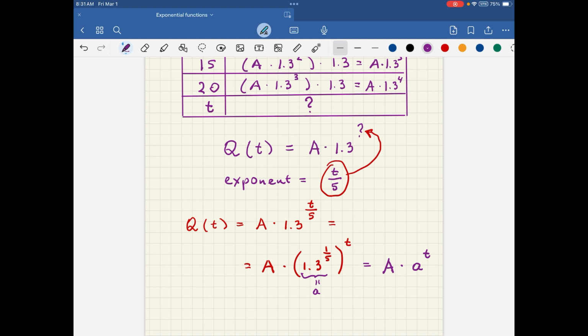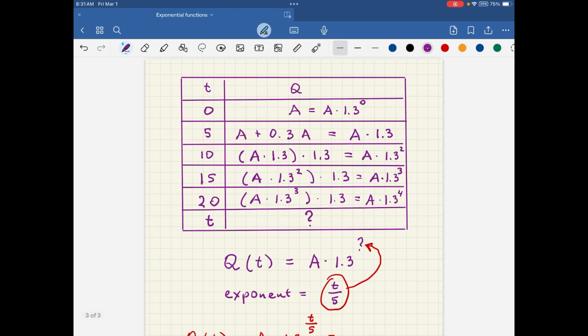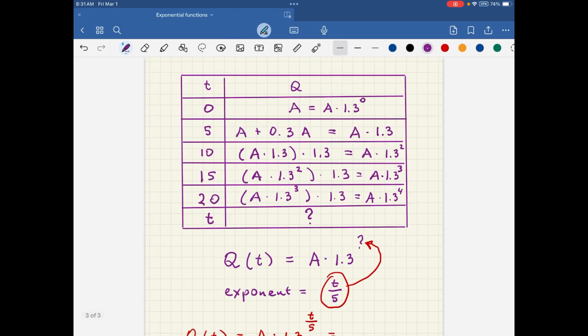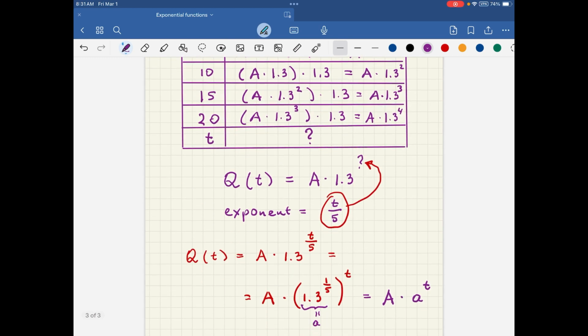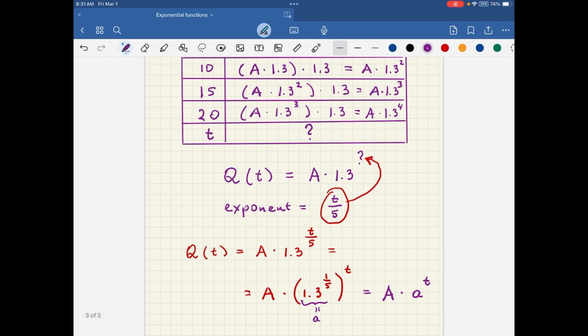Okay, and so I'm hoping that this example shows that a constant percentage growth rate leads us to an equation of this form.